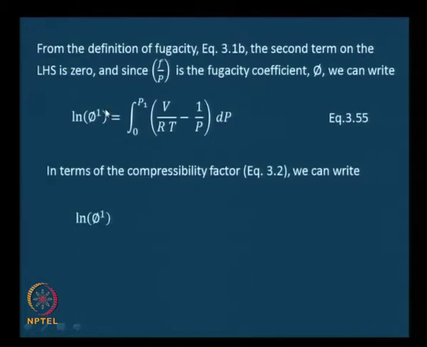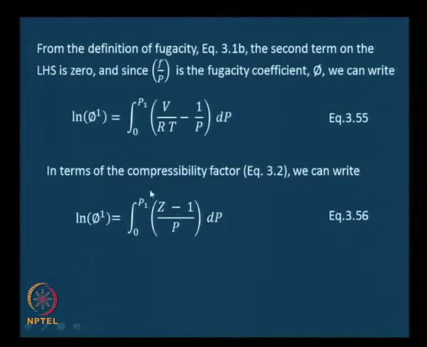We can write ln of phi 1 as integral of 0 to P 1. This is Z by P, this is 1 by P, therefore, this becomes Z minus 1 by P dP. Let us call this equation 356. Let us take a look at this equation. Ln of phi 1 equals integral of 0 to P 1 Z minus 1 by P dP.